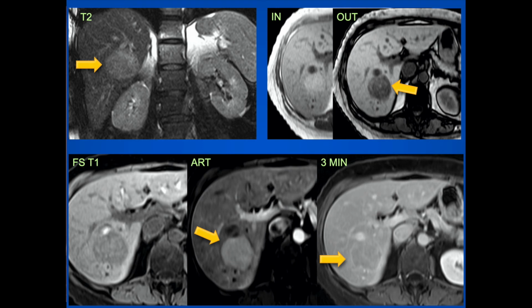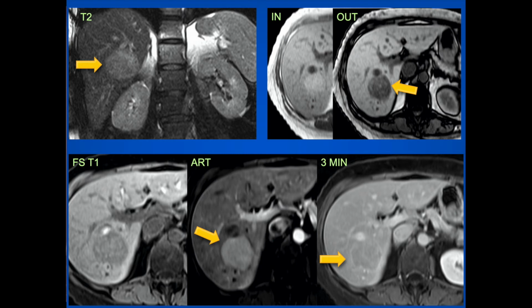Here we see a T2 hyperintense mass in the liver. On in and out of phase, the mass contains lipid and drops considerably on out of phase imaging. There's clearly arterial phase hyperenhancement, there's washout, and even a capsule. So this should be LI-RADS 5, except for one problem. This was not a cirrhotic patient. There was no chronic hepatitis B.